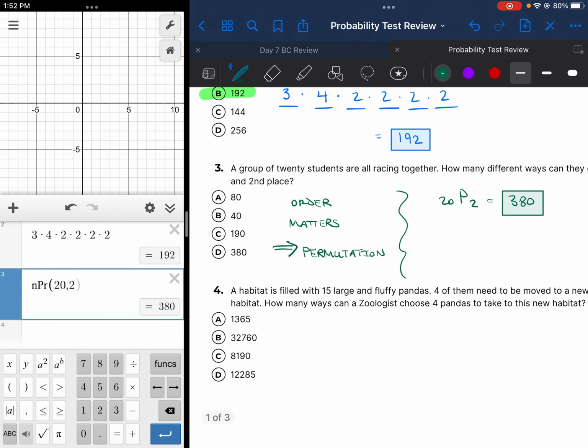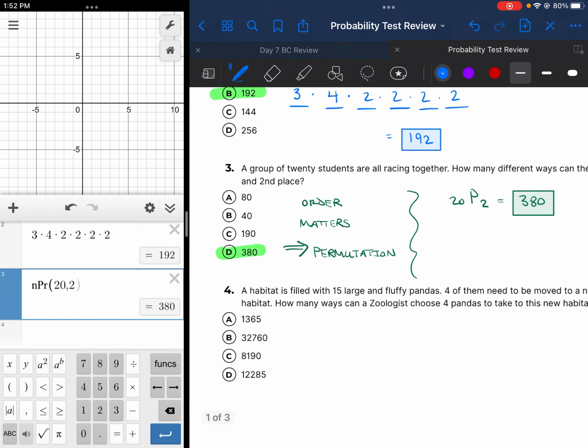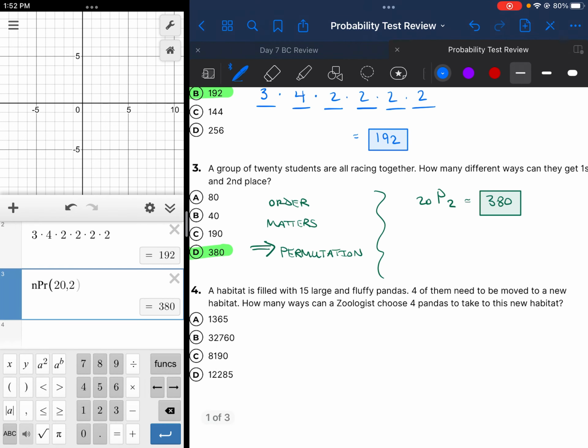All right, problem 4. Let me highlight this one just for consistency. There we go. All right, problem number 4. A habitat is filled with 15 large and fluffy pandas. 4 of them need to be moved to a new habitat. How many ways can a zoologist choose 4 pandas to take to this new habitat?